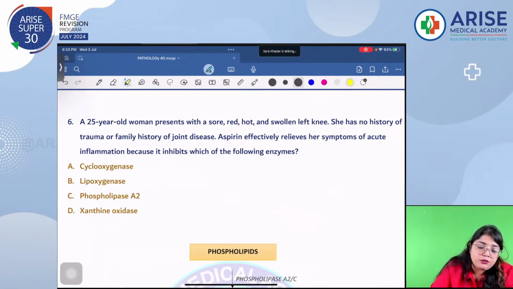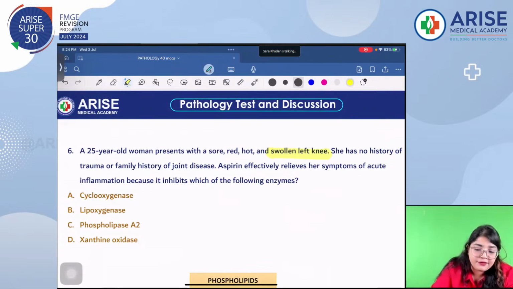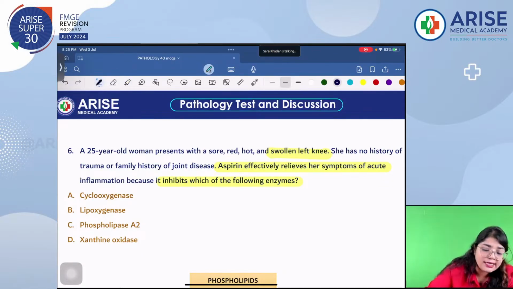A 25-year-old woman has a red, hot, swollen left knee. She has no history of trauma or joint disease. Aspirin relieves her symptoms. It inhibits which of the following? So if you remember your arachidonic acid pathway, aspirin is an NSAID. So it will inhibit both COX-1 and COX-2.